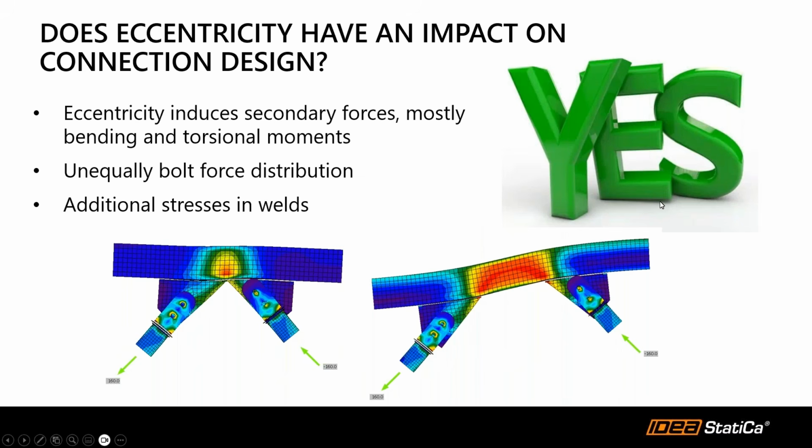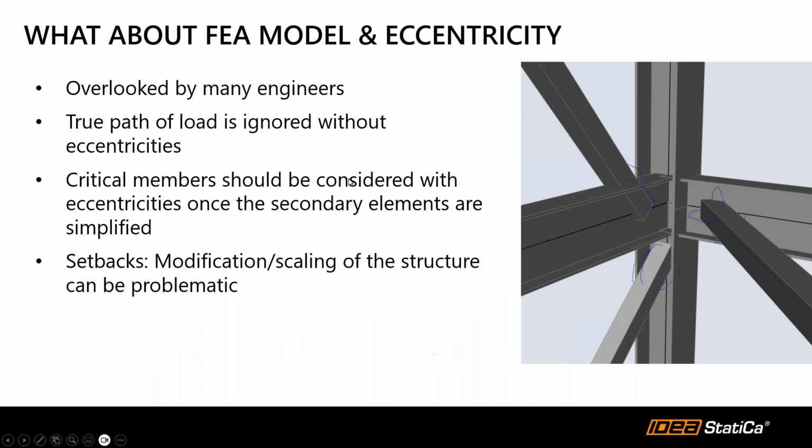So eccentricity does matter. And what about the FEA model and the eccentricity? That's quite a huge topic. Many engineers overlook the eccentricities, and what can be the consequences if you just neglect them? The true load path is basically ignored without the eccentricities. From my perspective, at least the critical members should be considered with the eccentricities, and the secondary members can be simplified.